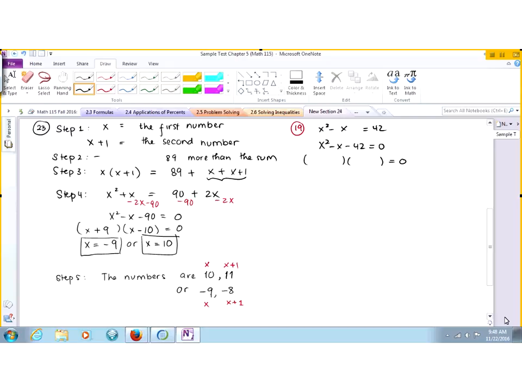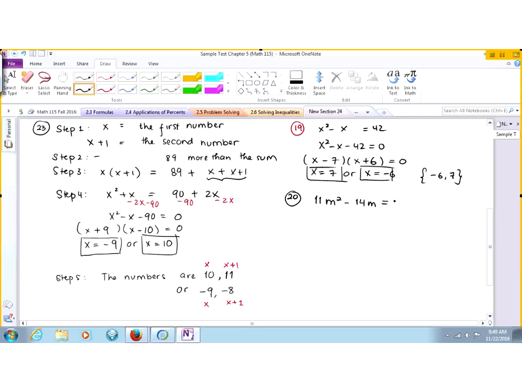Factor. x minus 7, x plus 6 is equal to 0. So what is x equal to? x is equal to 7 or x is equal to negative 6. Yes, you have two answers. So your answers are negative 6 and 7. Easy, right?